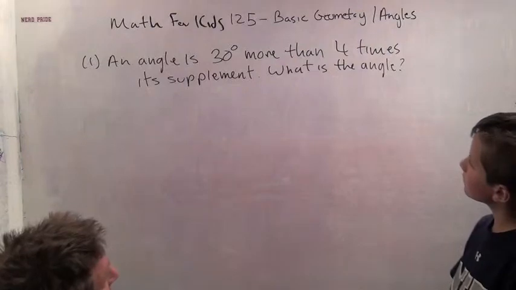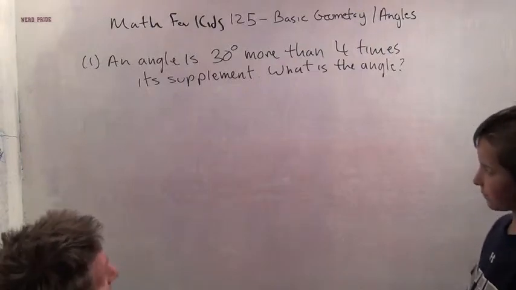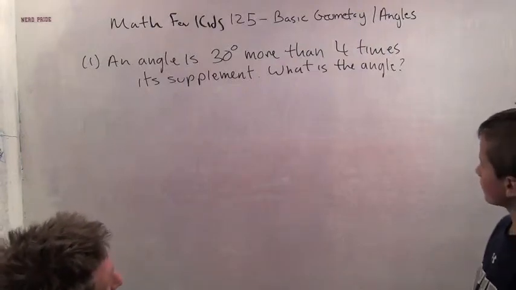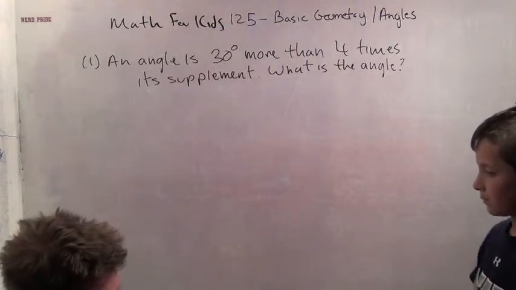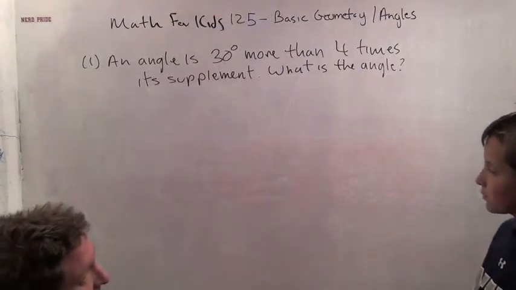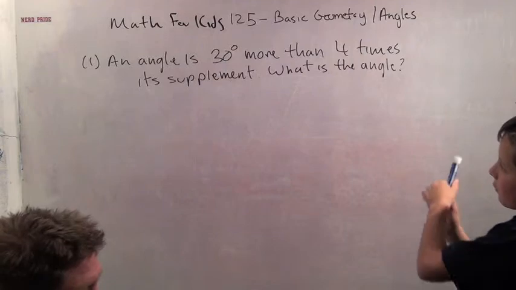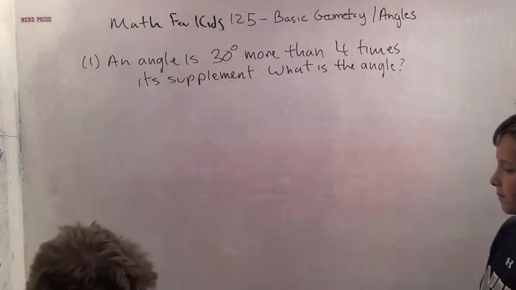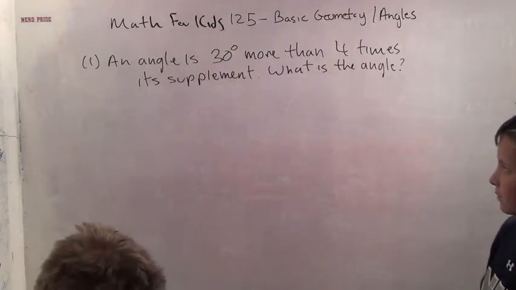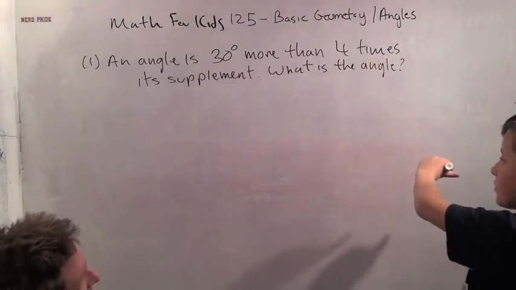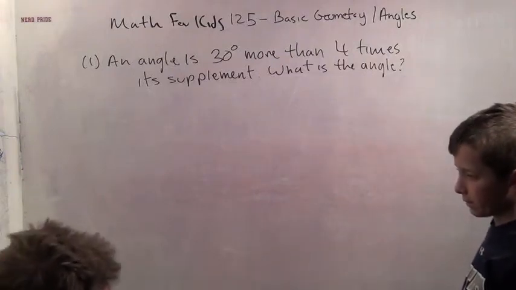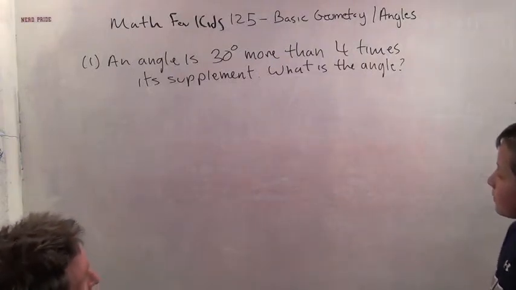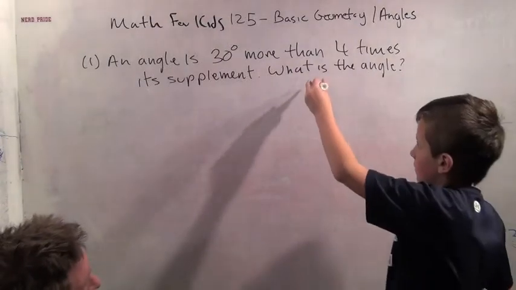An angle is 30 degrees more than 4 times its supplement. What is the angle? Okay, so what can you tell me about this problem? What's important to know to do this problem? What supplement means? Okay, so what does it mean for two angles to be supplements of each other? It means they're on a straight line, they add up to 180. Okay, it means they add up to 180 degrees. Why don't you draw our two angles?